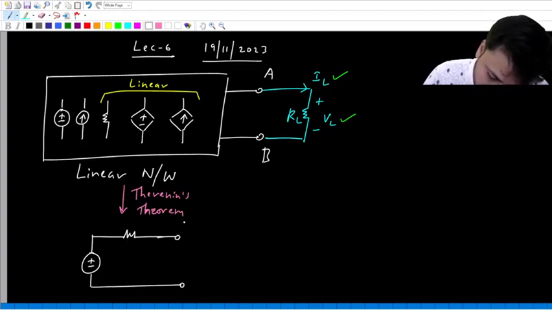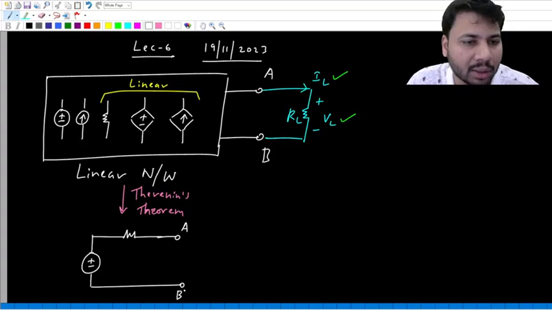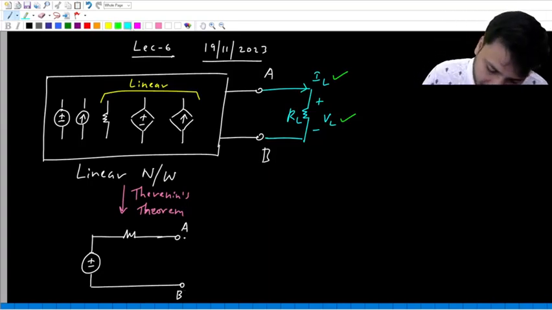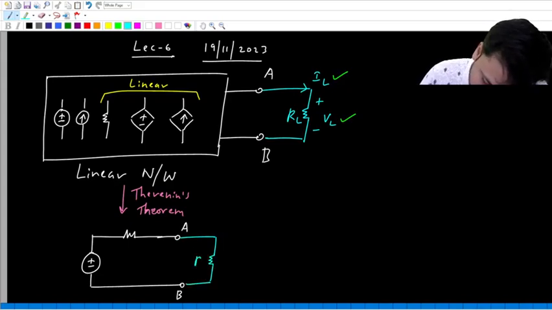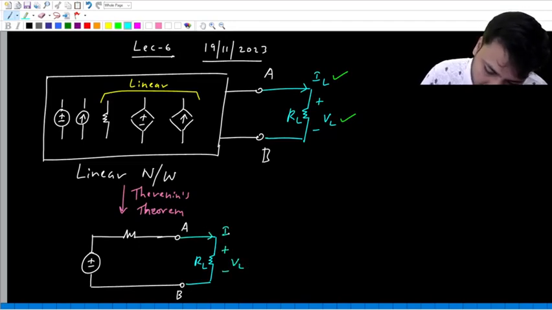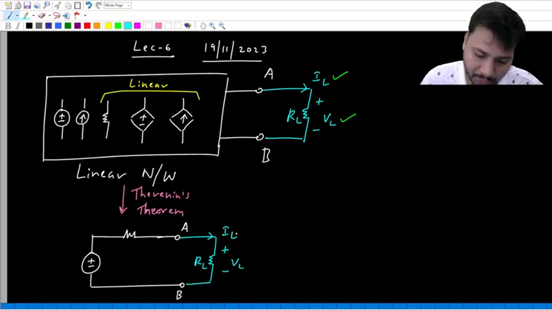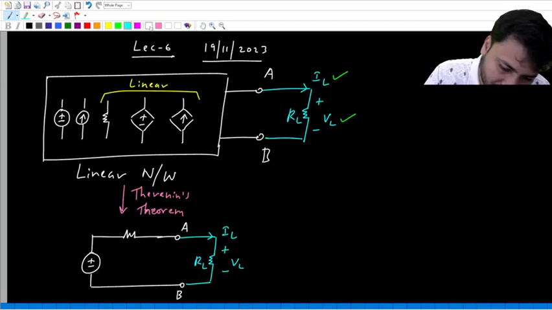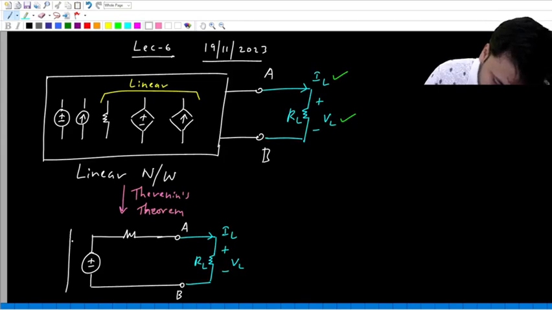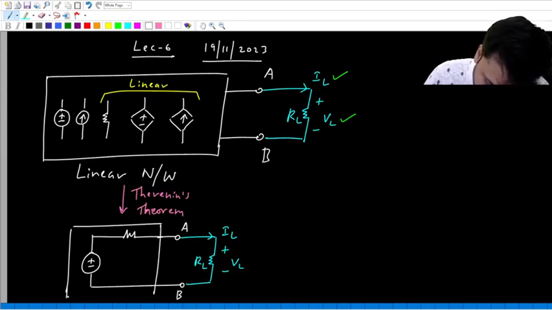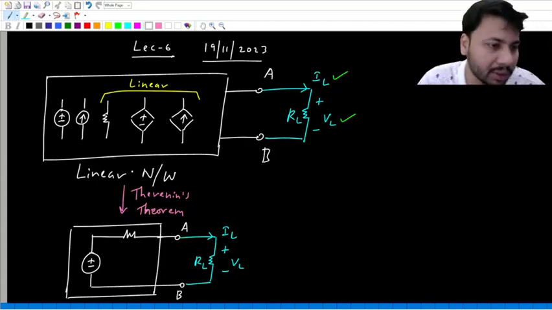Again, this is also connected between the same two terminals, A and B, and outside of this we have the same load resistance across which the load voltage is VL, through which the load current is IL. So this new white color box is the Thevenin equivalent of the original white color box which is at the top.